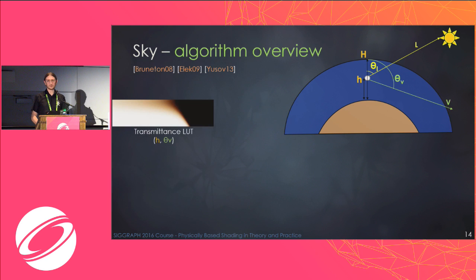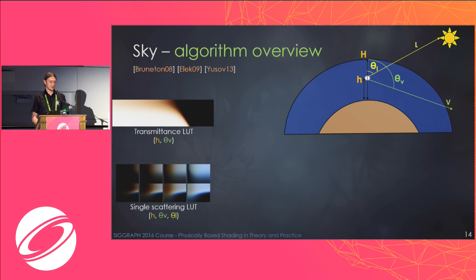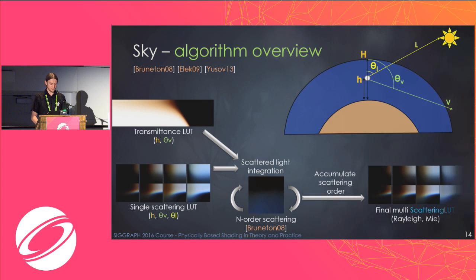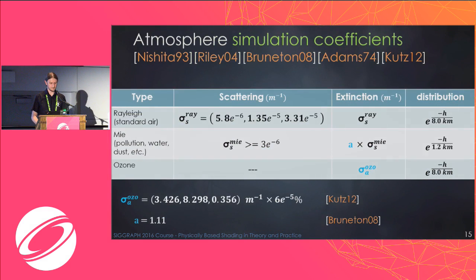And from that, you can compute, for example, a transmittance lookup table, which is the transmittance from the point of view toward the atmosphere boundary, or a single scattering lookup table. And from that, you can iterate and compute higher order scattering events, and just combine them all to get the final scattering lookup table that you will use to render the sky in atmosphere, for instance.